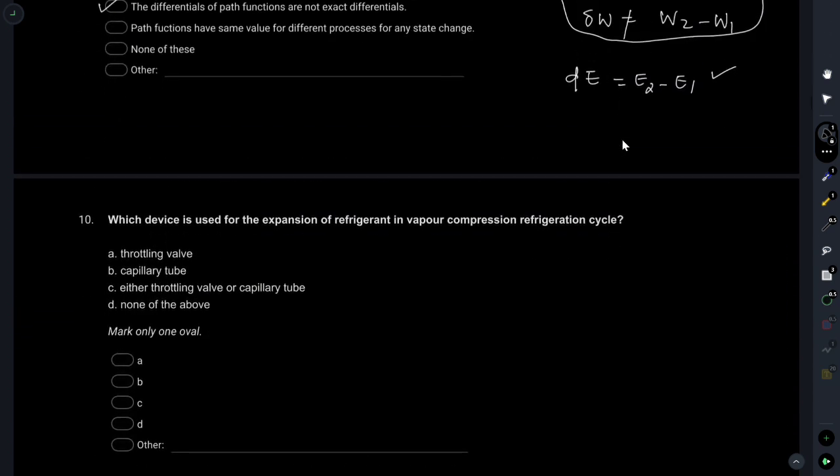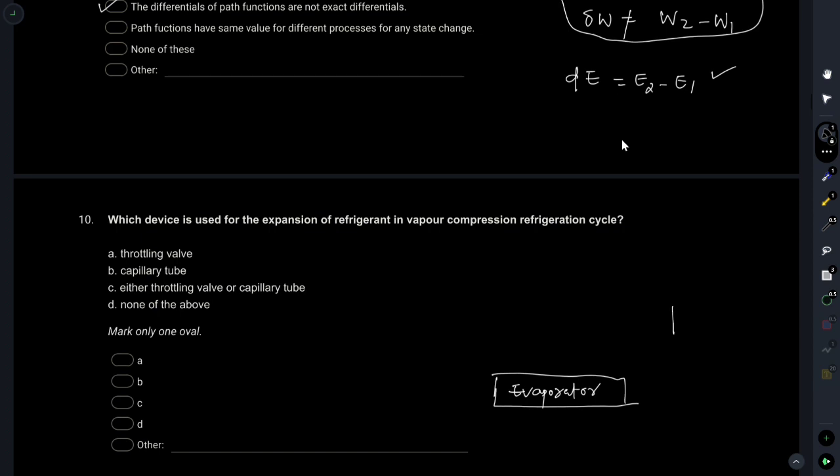Okay, so next question, let us read it. Which device is used for the expansion of refrigerant in a vapor compression refrigeration cycle? We already have an idea about the vapor compression refrigeration cycle and we know the different components. There are basically four components. Hope you remember, still let me recall. What are they? There is an evaporator.